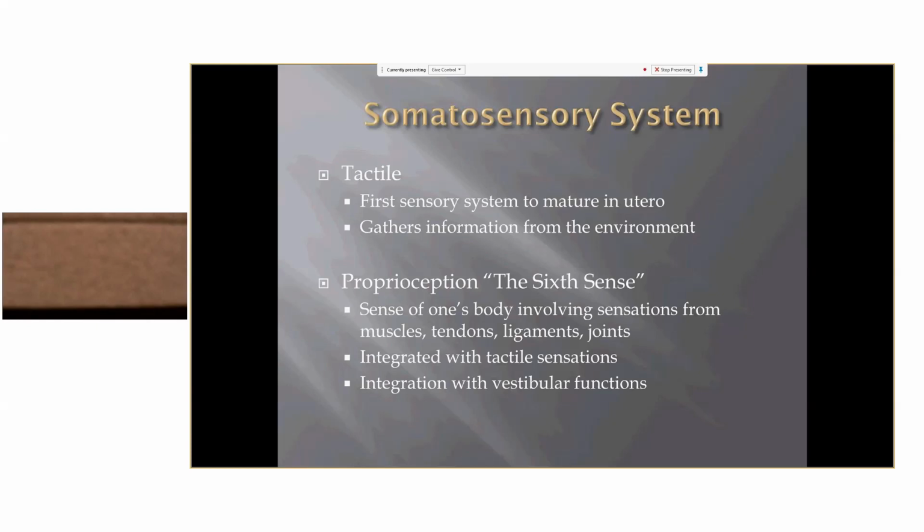And then we have the proprioception system, also known as the sixth sense. As we all know, it's the sense of one's own body, involving sensations from the joints, muscles, tendons, ligaments, and the skin. The general functions of the proprioceptive system include detection of joint position in space, the sensation of effort, force, and graded force of movement that accompany active movement, and sensation related to timing of action. It's integrated closely with our tactile sense.